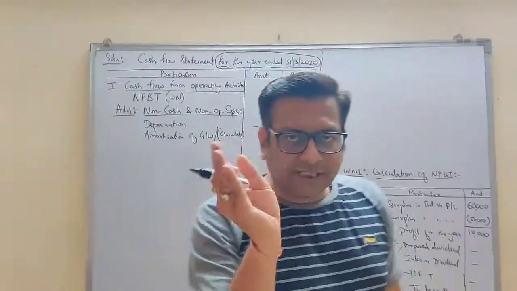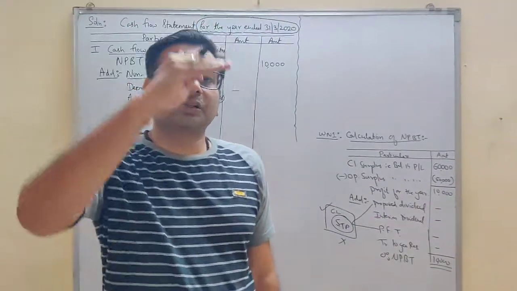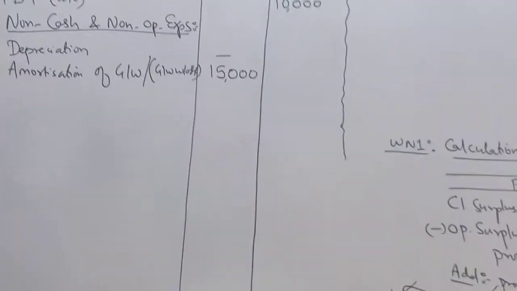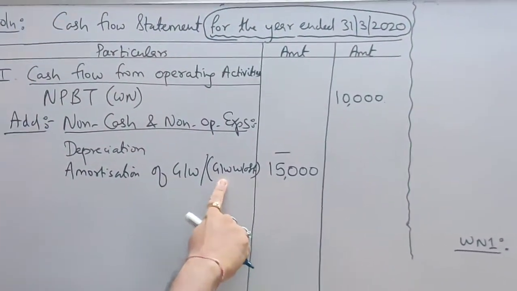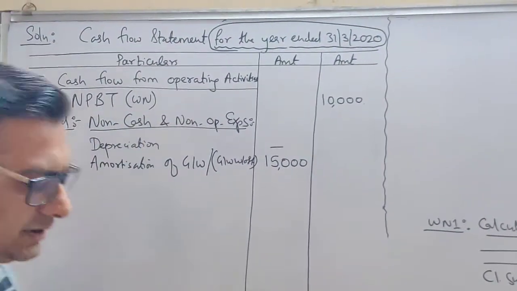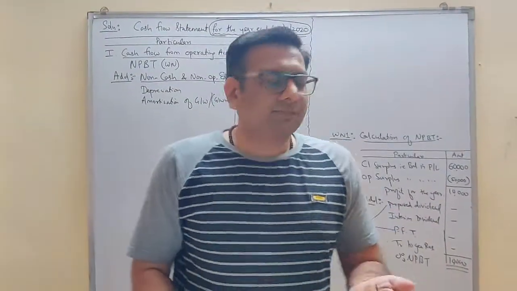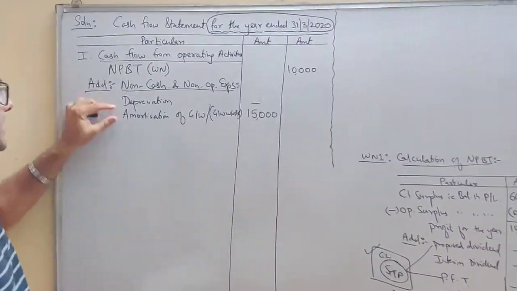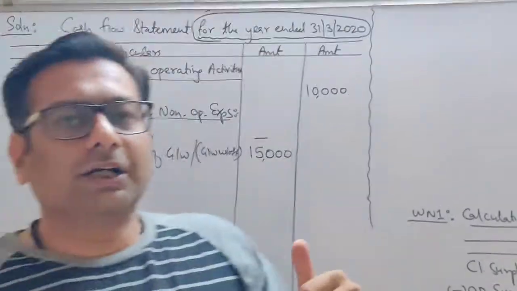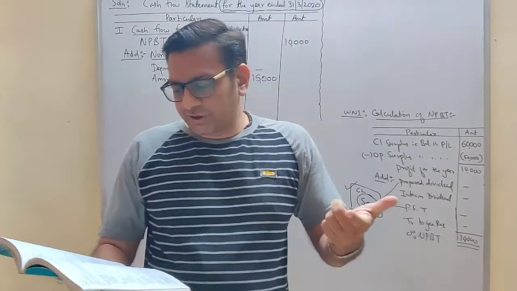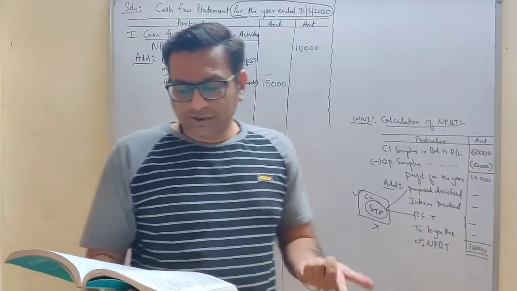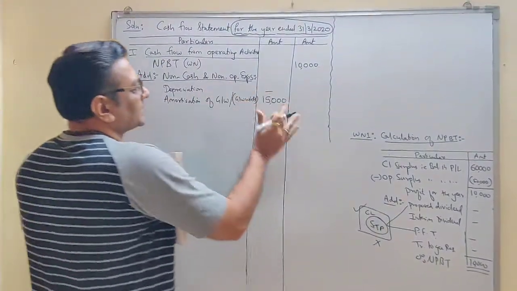So you have to take the difference now. 60,000 minus 45,000. So there is a difference of 15,000. So how much goodwill is written off during the year? 15,000. That will come as non-cash. Done. So we are done with the depreciation and amortization. These two come under non-cash, and non-operating expenses are loss on sale of asset. The question of loss doesn't arise because adjustments are not there. So there is no loss.